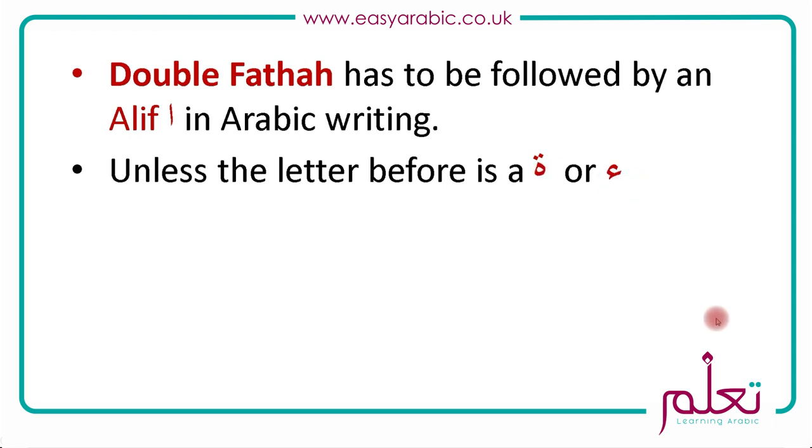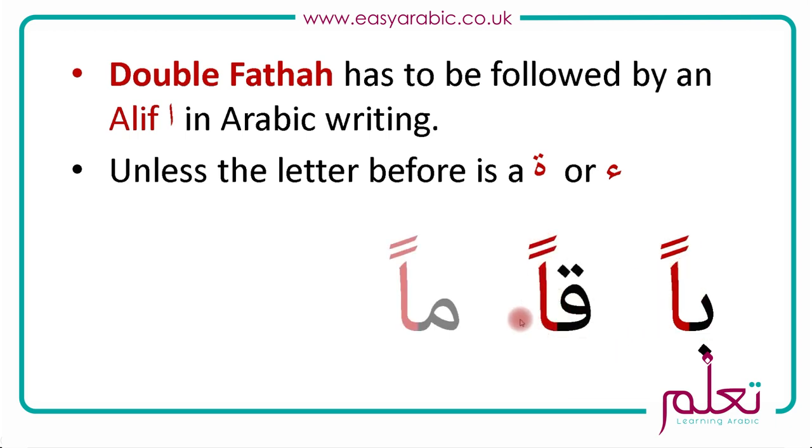Okay, so if we look at some of these examples, we've got ba, ya, alif, ban, qaf, and meem with the alif. Now here, the ending is a ta marbuta, okay? So the alif is not added, and instead the tanween is added to the ta marbuta. And the same with the hamza and ta marbuta. Okay, so we must remember this. So let's go through some of the letters.